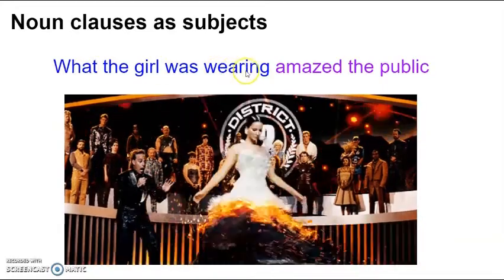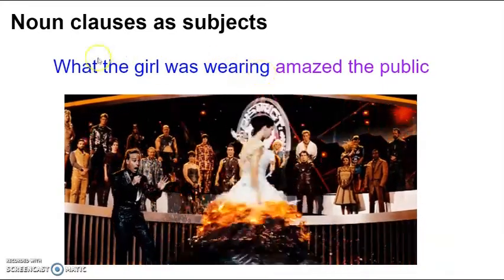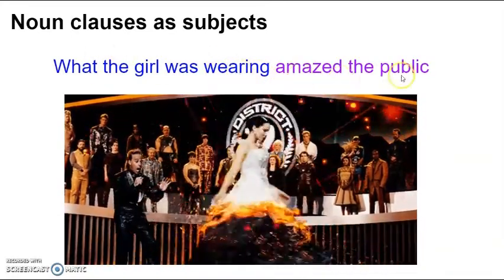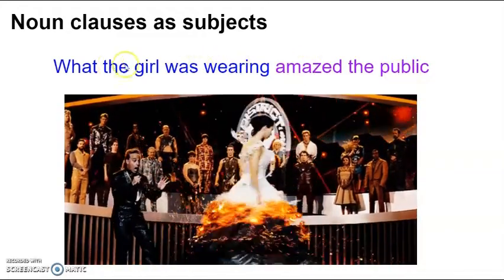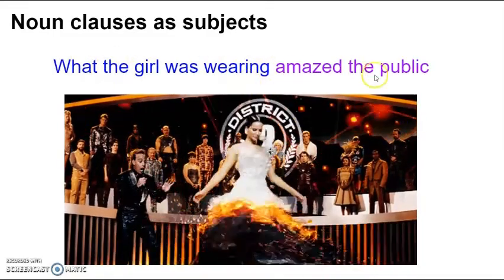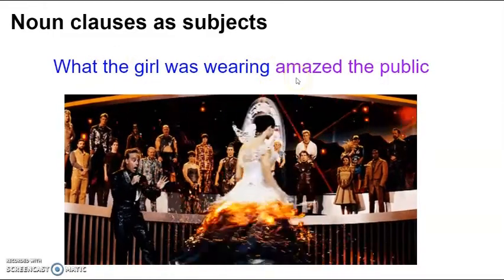But this clause is inside another sentence, a bigger sentence. So we have what the girl was wearing. All of this is making an action. What action? Amazing the public. So that's why we said a noun clause as a subject. All of this sentence in blue is amazing the public, as you can see.